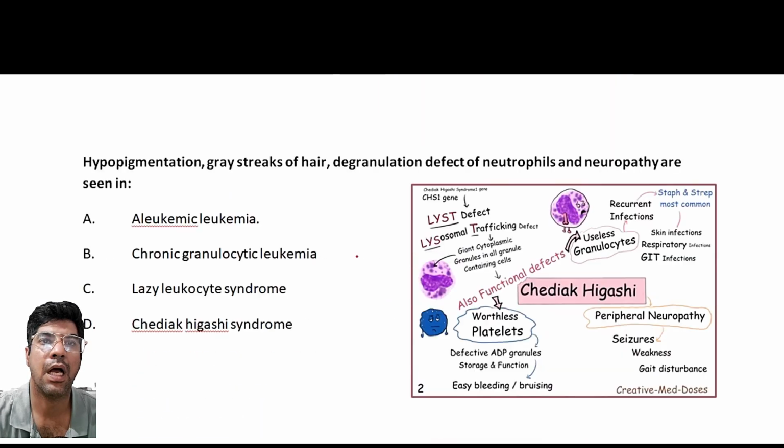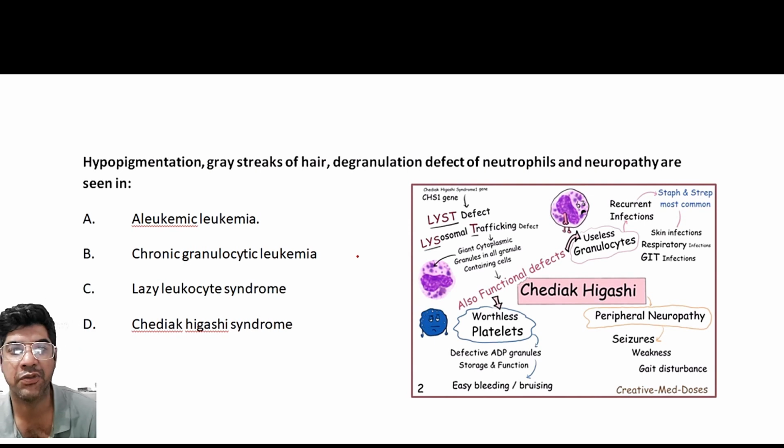Hypopigmentation, gray streak of hair, degranulation defect of neutrophils, neuropathy. It is seen in Chediak-Higashi syndrome. It is a rare autosomal recessive disorder that is characterized by features including hypopigmentation that results in gray streak of hairs, degranulation defect of neutrophils, leading to susceptibility to bacterial infection, and neuropathy. It is also characterized by giant blue-gray granules in the cytoplasm.